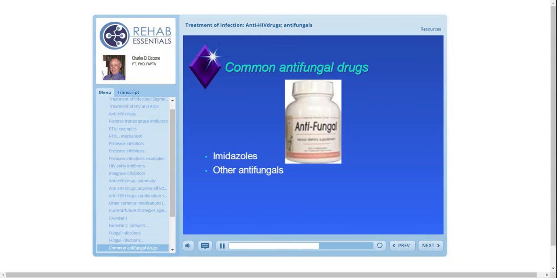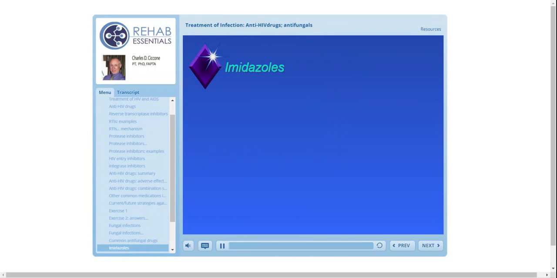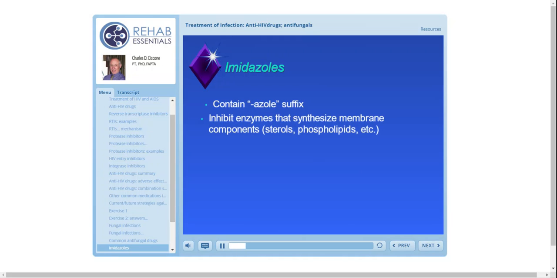Then we'll talk about a fairly eclectic group of drugs that are also used for other fungal infections. Our first group is called the imidazoles. They tend to have this azole suffix on their generic name. They work by inhibiting the enzymes that synthesize specific parts of the membrane of the fungus. These can be sterols and other phospholipids that hopefully are fairly specific for the fungal cell membrane and maybe not so specific for the human cell.